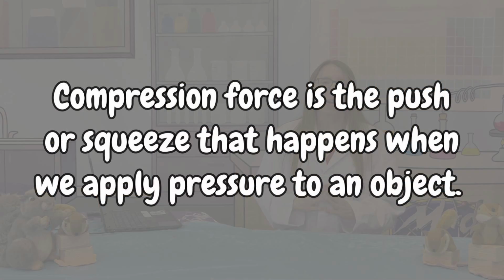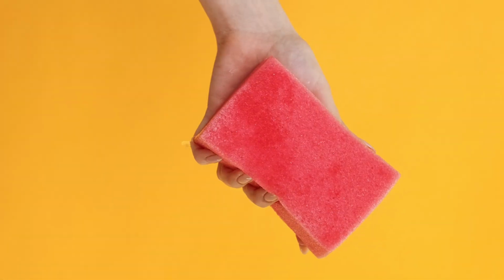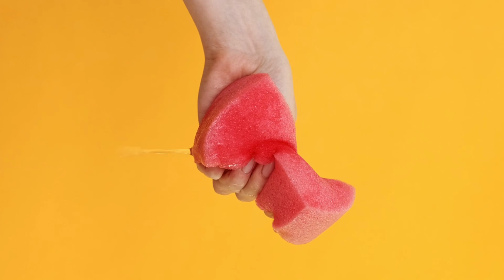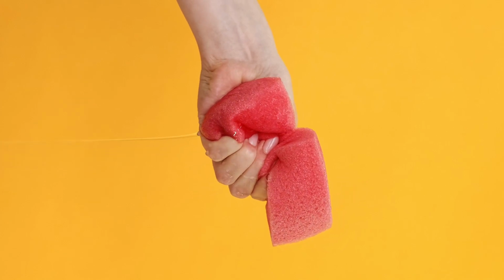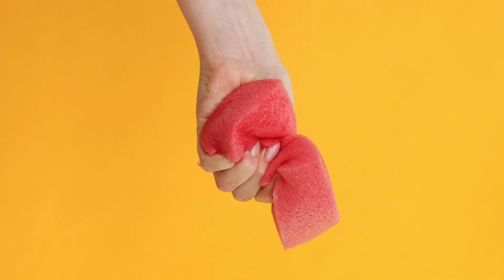Compression force is the push or squeeze that happens when we apply pressure to an object. When we push down on something, it gets squished together. Compression force is all around us. Here are some examples of compression force. Squishing a sponge. When you press down on a sponge, it gets smaller and squishier. That's because you're applying compression force to it.